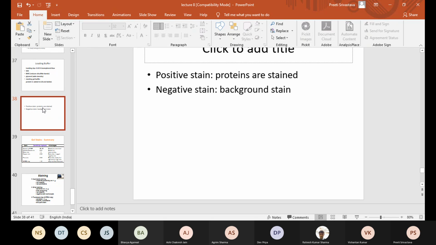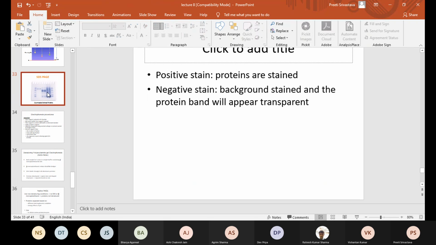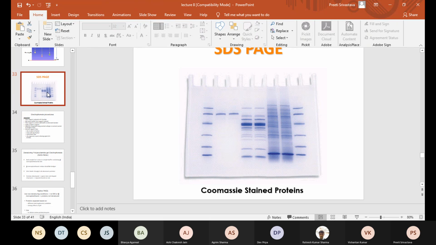On the other hand, you have a situation where the stains are called negative stains. In this case, the background is stained, and wherever the protein is, the protein band is transparent. So now you must be thinking, what is the purpose of negative stain? You will see just an inverse picture. For example, this is a picture of a Coomassie stained gel where you can see the Coomassie stained proteins by visible eye. Wherever the bands are, your protein of interest is present.